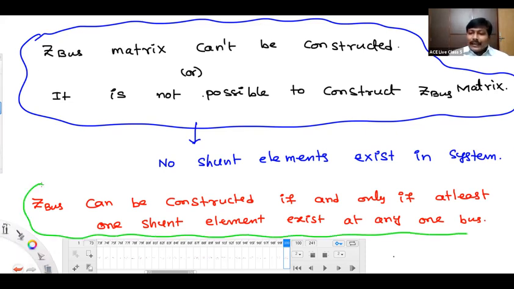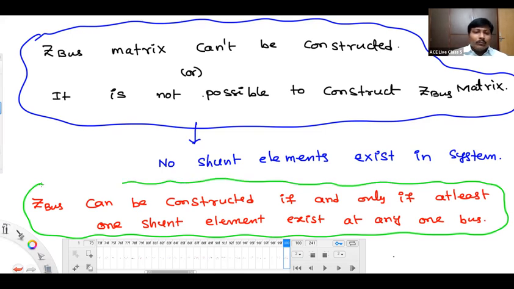See, actually, this statement is valid for both the inverting technique as well as the Z bus building algorithm. In any one of the cases, this statement must be satisfied to have a possibility for the Z bus construction. Right?